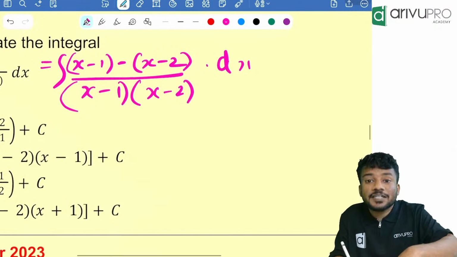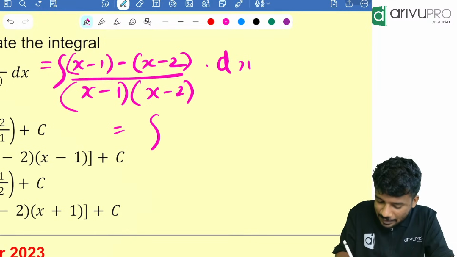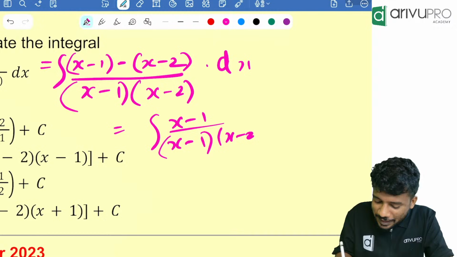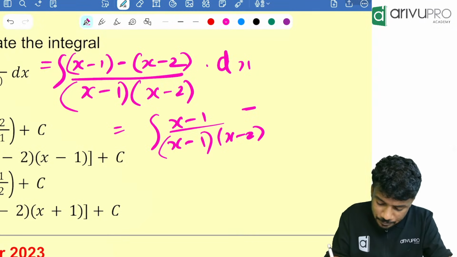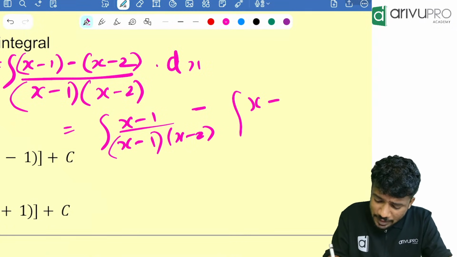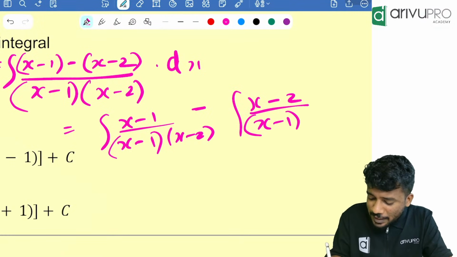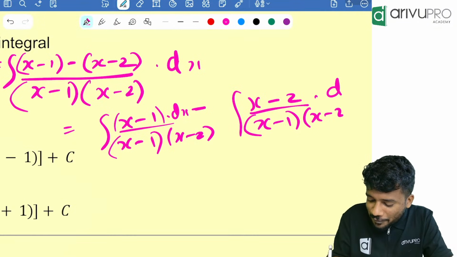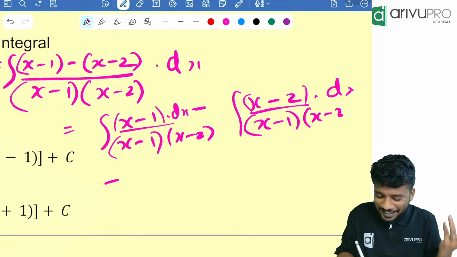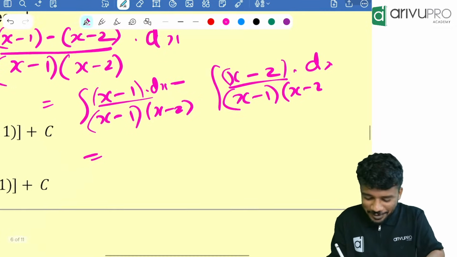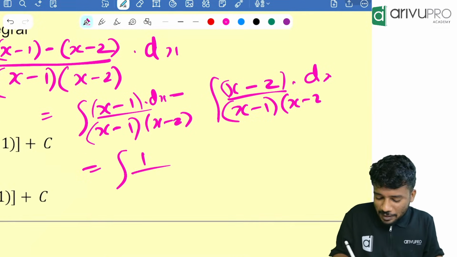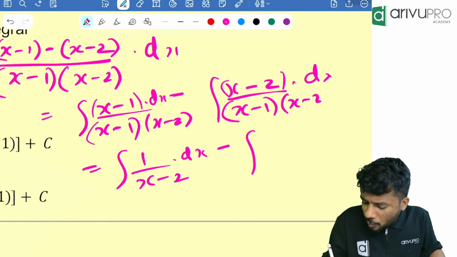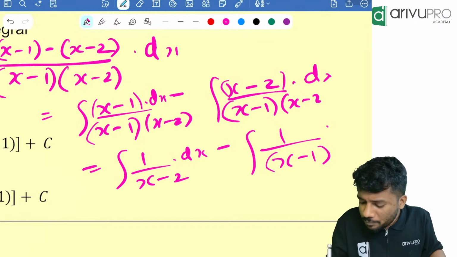Divided by (x minus 1) into (x minus 2) into dx. Now split the numerator. So it will become integral of (x minus 1) divided by (x minus 1) into (x minus 2), minus integral of (x minus 2) divided by (x minus 1) into (x minus 2) dx. Don't forget dx. You know the idea, right? So it will become integral 1 by (x minus 2) dx minus integral 1 by (x minus 1) dx.